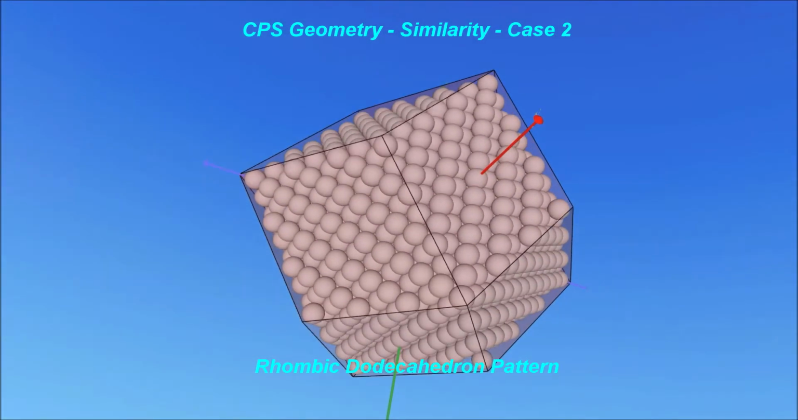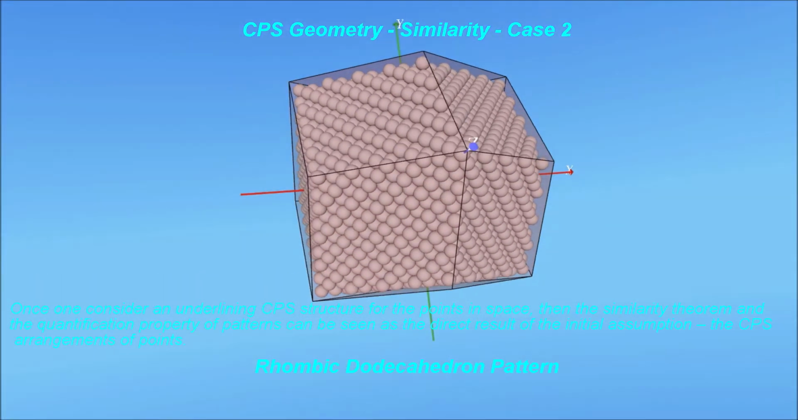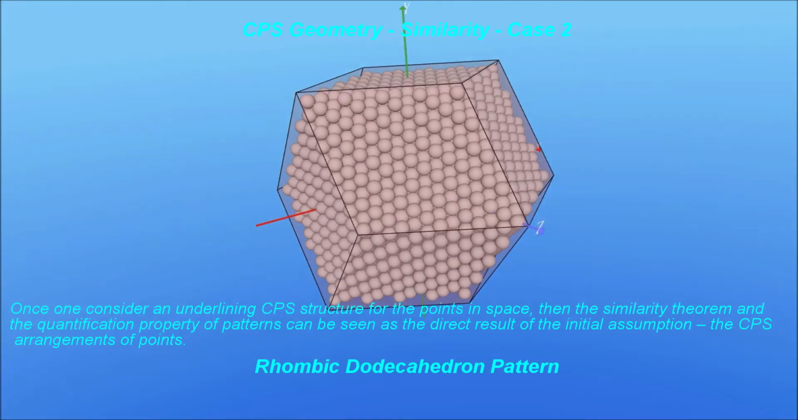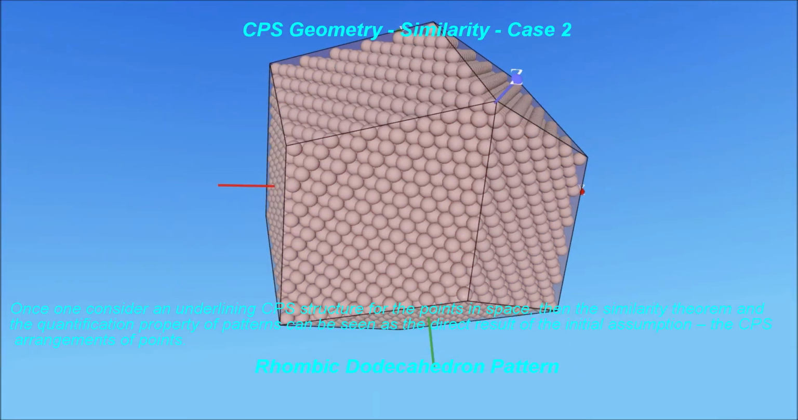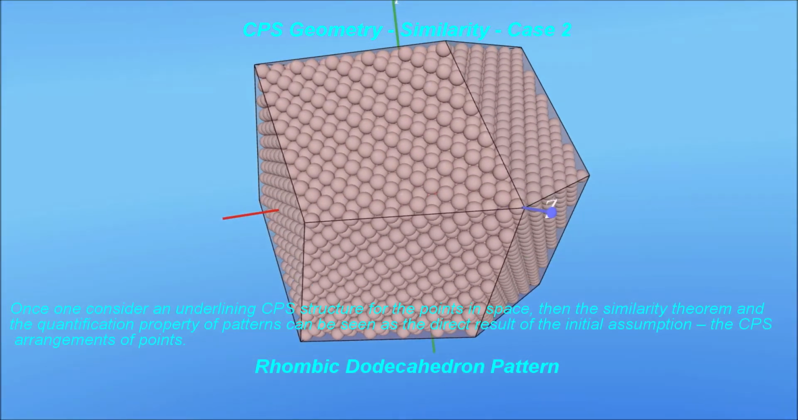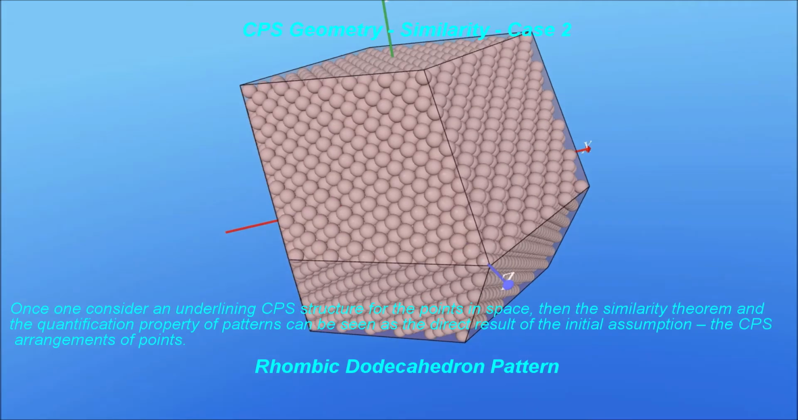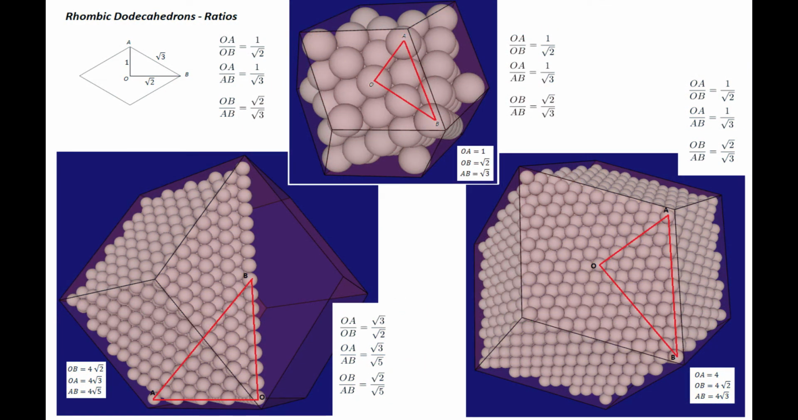In classical geometry, the classical similarity theorem does not suggest or consider this aspect. Once one considers an underlying CPS structure for the points in space, then the similarity theorem, and the quantization property of patterns, can be seen as the direct result of the initial assumption, the CPS arrangements of points.